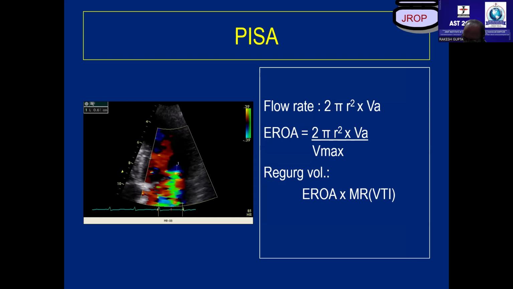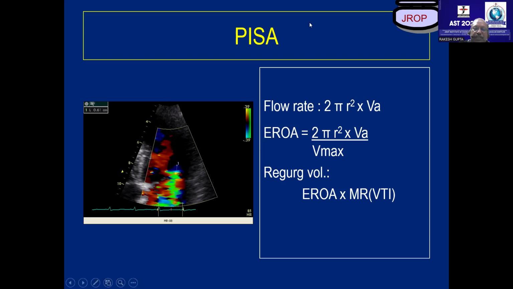Let me just calculate it again. 0.56 into 0.56 into 3.14 into 2, that was 1.96, into the velocity of aliasing, that was 31, 61.05 divided by 5.24, which is 11.65. Is that okay? Yes, sir. Now we have to divide 11.65 by the mitral regurgitation VTI.